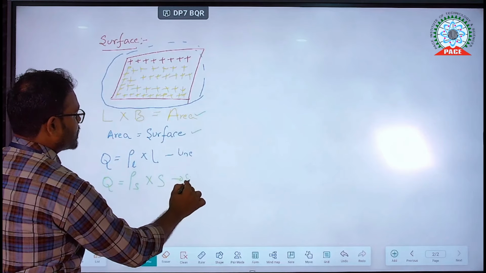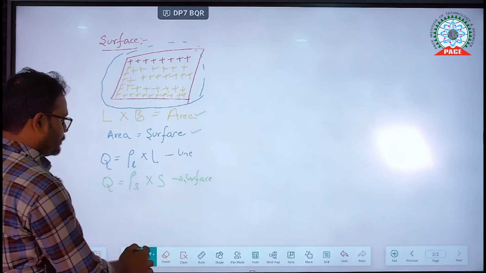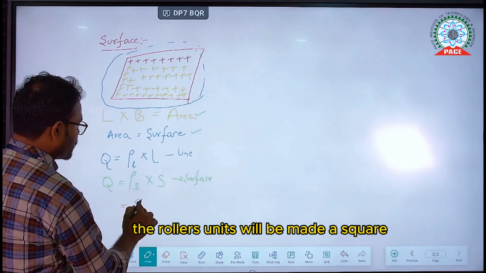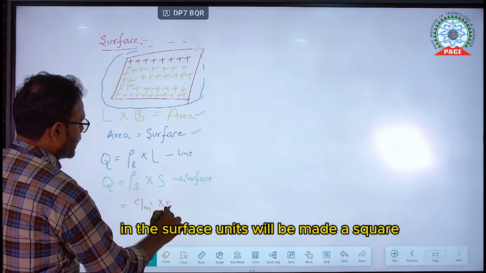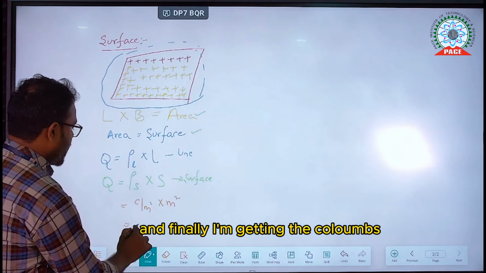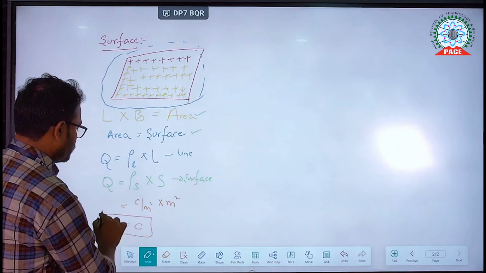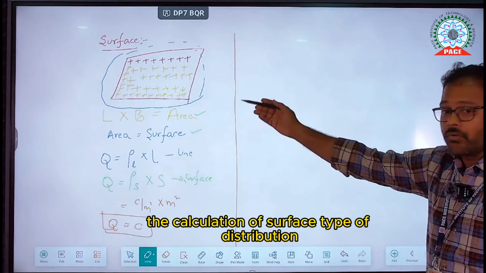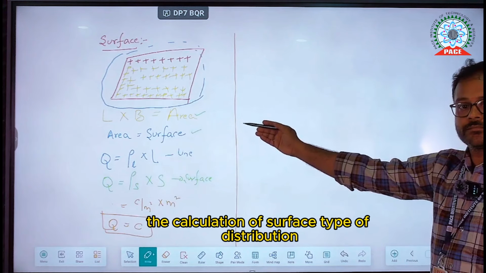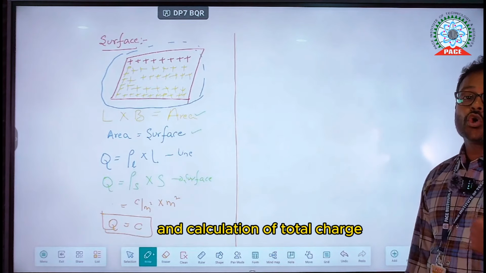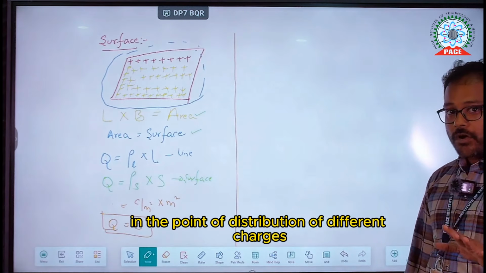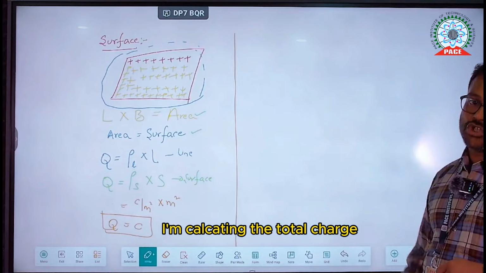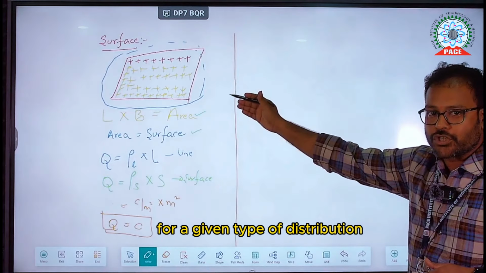So this is for the surface type of distribution. In this surface type, the rho S units will be coulombs per meter square, and the surface units will be meter square, and finally I get coulombs. This is the calculation of surface type of distribution and calculation of total charge for different types of distribution of charges. I am calculating the total charge for a given type of distribution, that is surface.